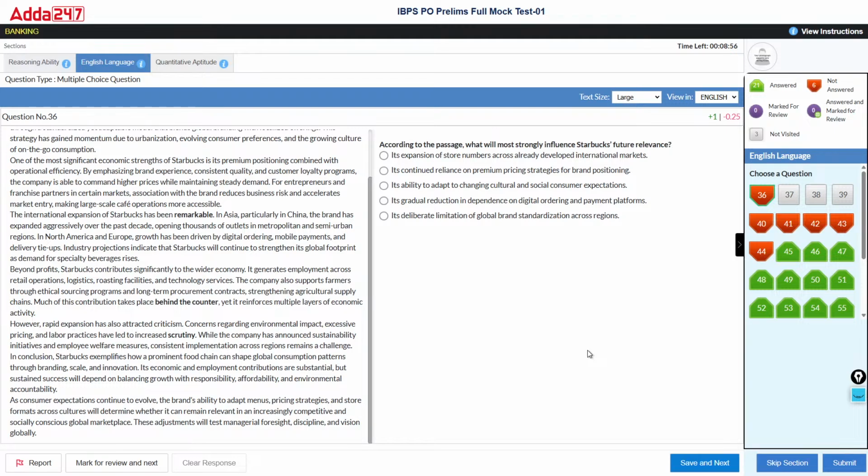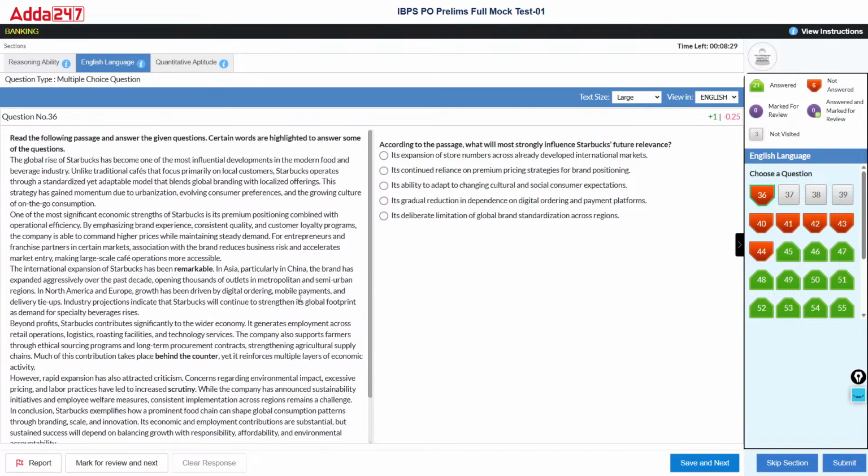accountability. As consumer expectations continue to evolve, the brand's ability to adapt menus, pricing strategies, and store formats across cultures will determine whether it will remain relevant in the increasingly competitive and socially conscious global marketplace. These adjustments will test managerial foresight, discipline, and vision globally.